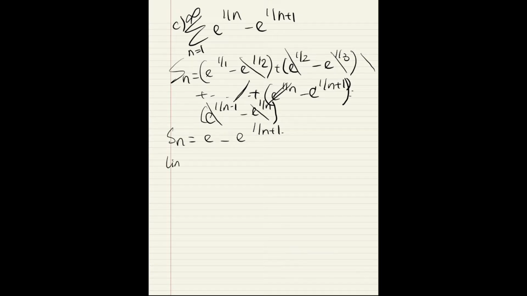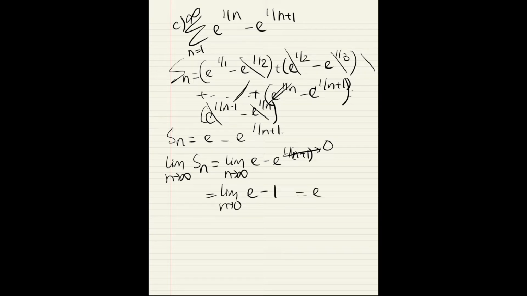Then we take the limit as n goes to infinity of S of n, which equals the limit as n goes to infinity of e minus e to the 1 over n plus 1 in the bracket. This one goes to 0, so we have the limit as n goes to infinity of e minus 1, which is e minus 1. This one converges, since it has a real number.